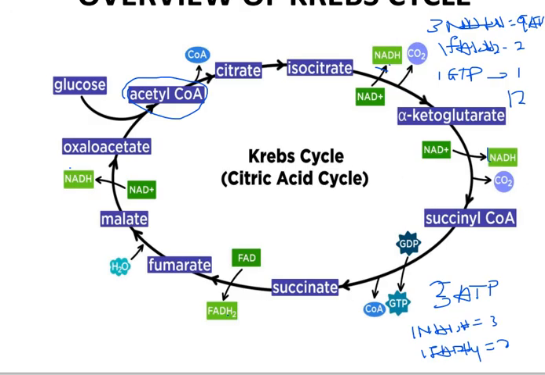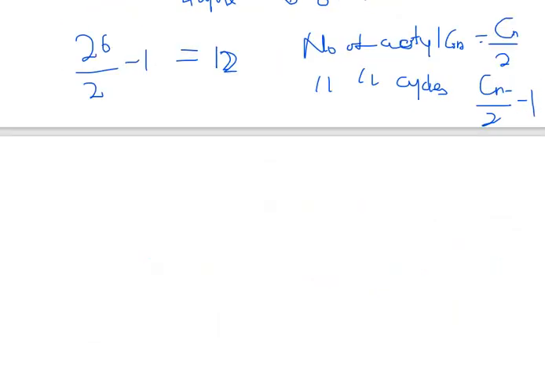Let's say I have a fatty acid which is made of 14 carbons. Then I'm being asked to find the number of ATPs that can be produced from the complete oxidation of this fatty acid. This fatty acid, of course, will give me an equivalent of 7 acetyl CoAs. So we have 7 acetyl CoAs.